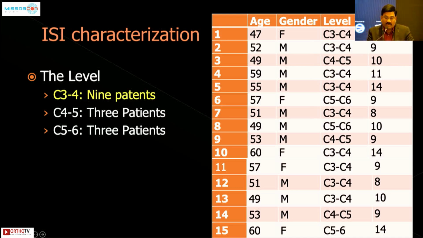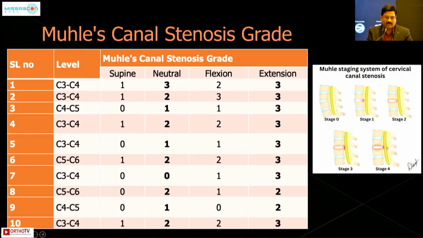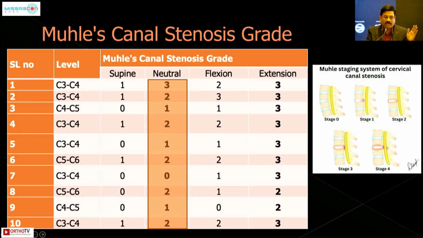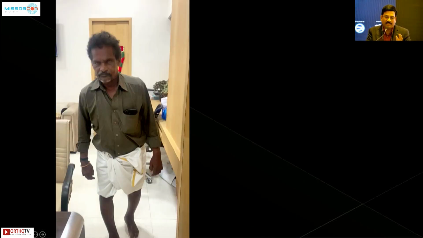The commonest level which we noted in the study was C3-4. This was quite interesting for us to know that C3-4 was the commonest level where the signal change without apparent compression was there. C4-5 and C5-6 were the other levels involved. Then we classified these patients basing on the Muhle's canal stenosis grade in supine, neutral, flexion and extension. This is a classification which we have found out: compared to the supine, how much the grade changes in neutral, and in extension, how much the grade completely changes.